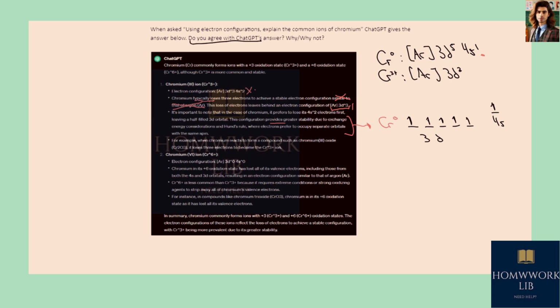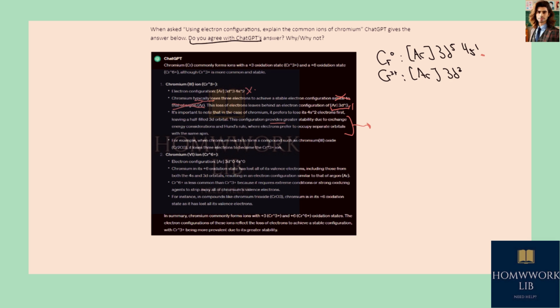filled as such because adding an electron from the 4s into the 3d is going to incur a repulsion energy coming from the coupling of electrons. So that description is going to be better for the electron configuration of chromium 0. It is not going to be as valid for the description of chromium 3 plus.